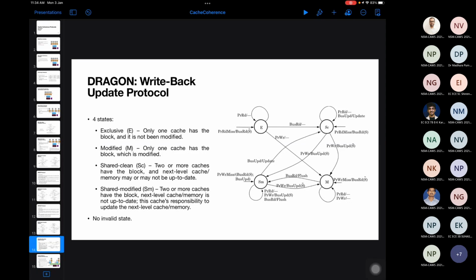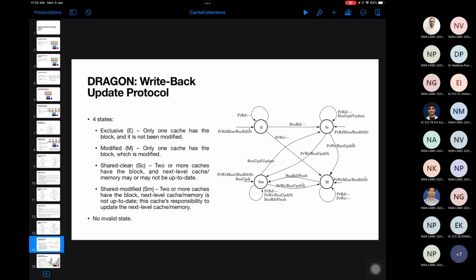That is what shared is. Shared indicates multiple private caches can have the data. Modify indicates that the next level is not up to date. That is combined, put together into a single state, SM. And similarly, shared clean means I'll have multiple copies and may not be up to date with the next level, and so on. And again, here there is no invalid state because it's an update based protocol.